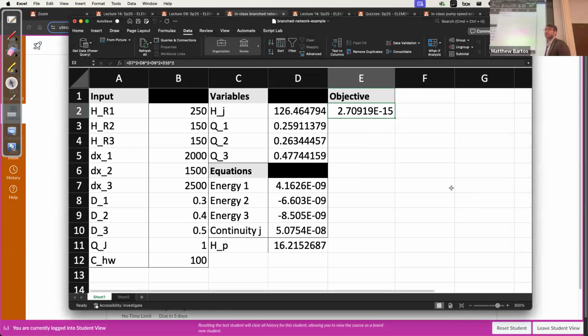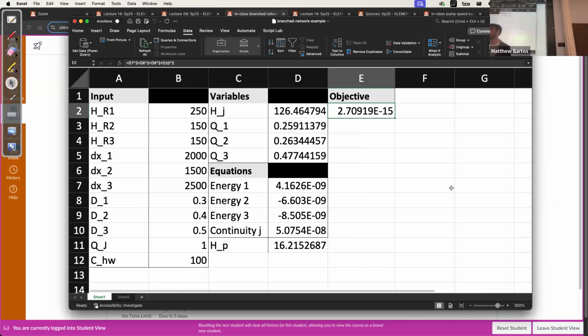So what effect did the pump have on our system? What quantities changed here? All four of them changed. But you'll note in particular, the head at the central junction went up. It went from 118 to 126. And the flow rate in pipe 3 went up from 0.42, I believe it was, to 0.48. Okay, so the pump changed the dynamics of the system.